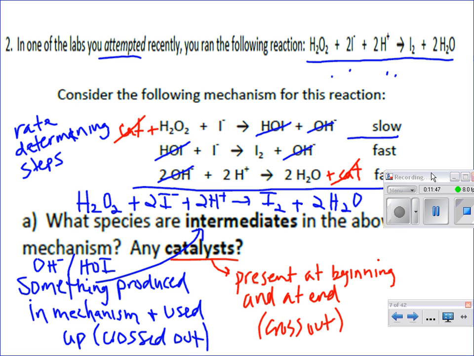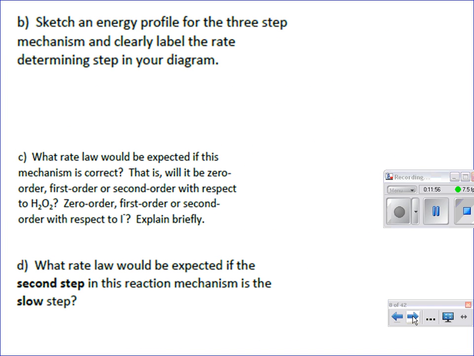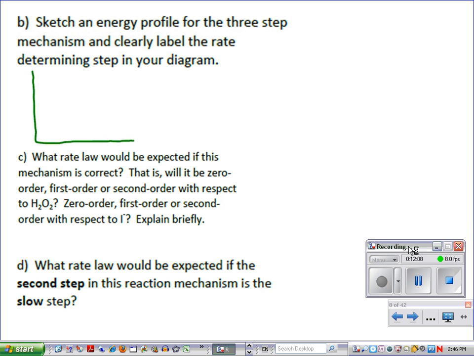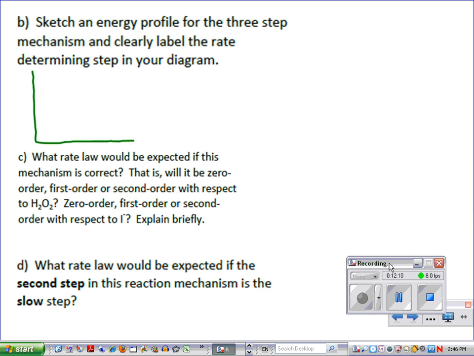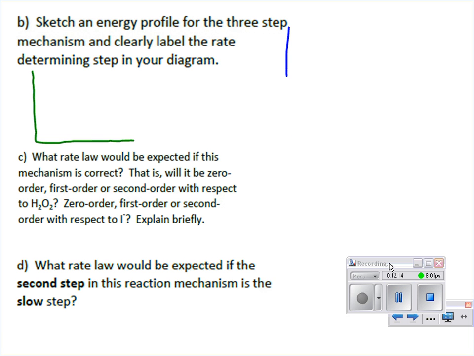All right, let's continue with this question. Notice, remember, this is a 3-step mechanism with the first step being the slow step. So sketch the energy profile for the 3-step mechanism and clearly label the rate determining step in your diagram. Before we do the one associated with this problem, I'm going to review what an energy diagram is, because you might see it again.